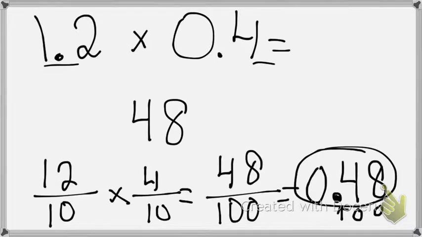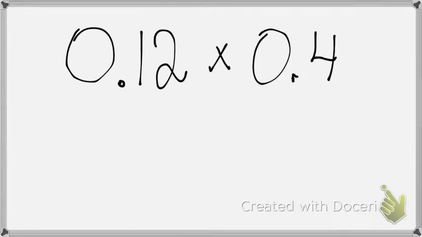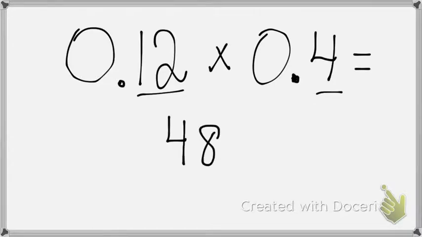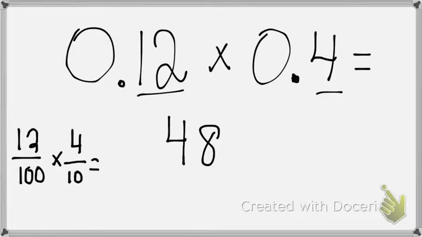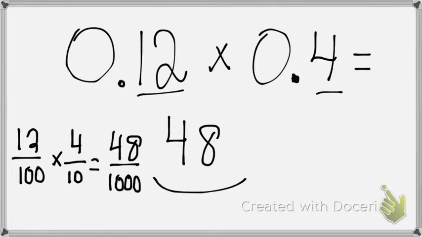And the last one is letter I: 12 hundredths times 4 tenths. So what's 12 times 4? Okay, this is saying 12 hundredths times 4 tenths. 12 times 4 is 48, but what is 100 times 10? 1,000. Good job.